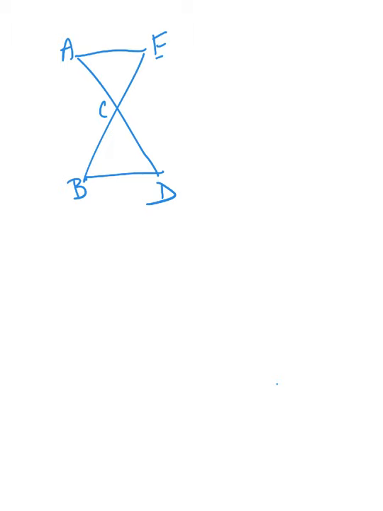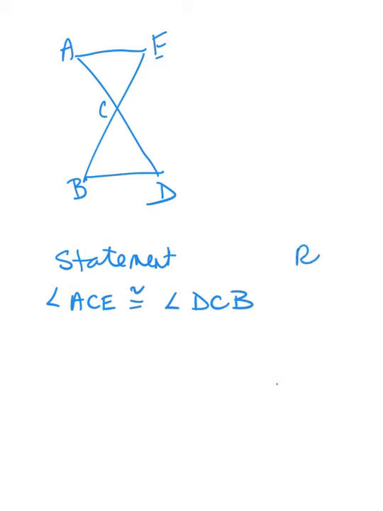So I'm going to say to myself, the statement would be angle ACE is congruent to angle DCB, and the reason would be definition of vertical angles. So whenever you see an X in the picture, you can add that as a note. You can say these two angles are equal because they're vertical, okay? So you're going to be looking for X's.